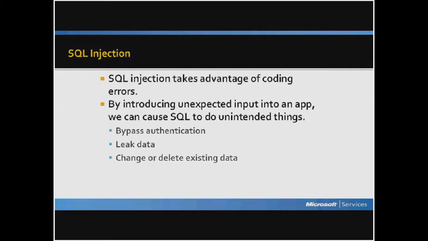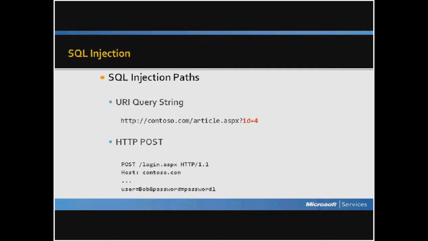Changing the existing data is what we commonly see in the automated SQL injection attacks we'll talk about later. So let's take a look at an example, or let's first talk about the two approaches that an attacker is going to take to inject something into SQL. The first one's what's called a URI query string.